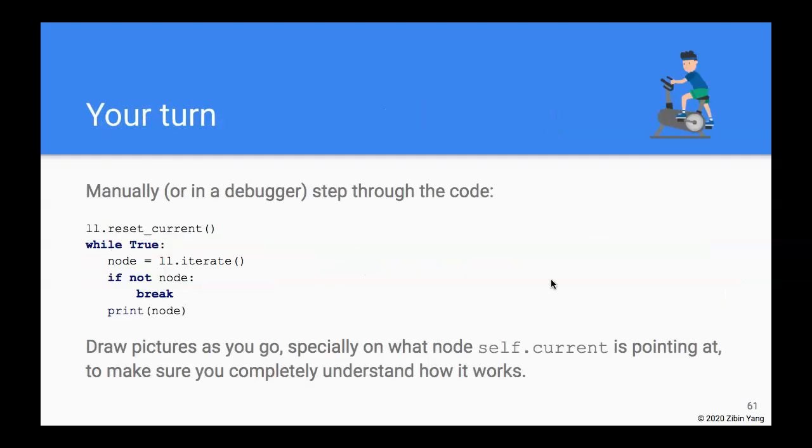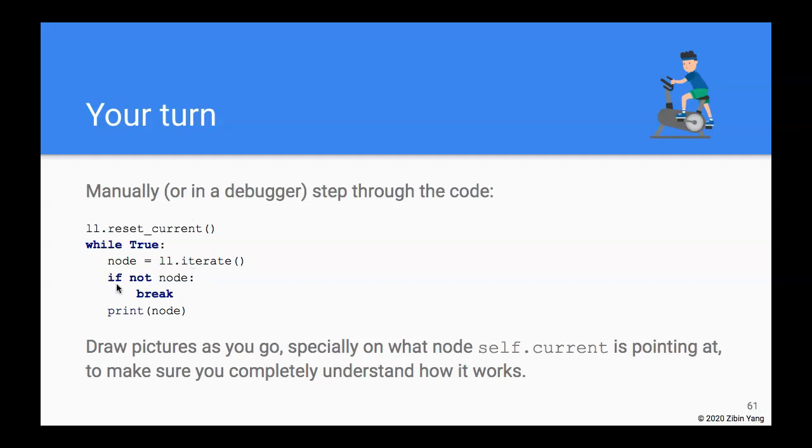Now another thing I'd really like you to do is to step through the execution of this code, either manually by hand or in a debugger, and like I said before, draw pictures, especially of what node self.current, the traversal state, is pointing at. Make absolutely certain that you understand how the traversal works, and how both the reset current and in particular the iterate method work.